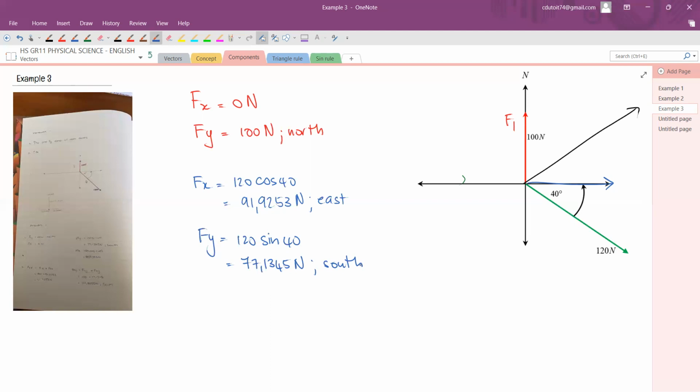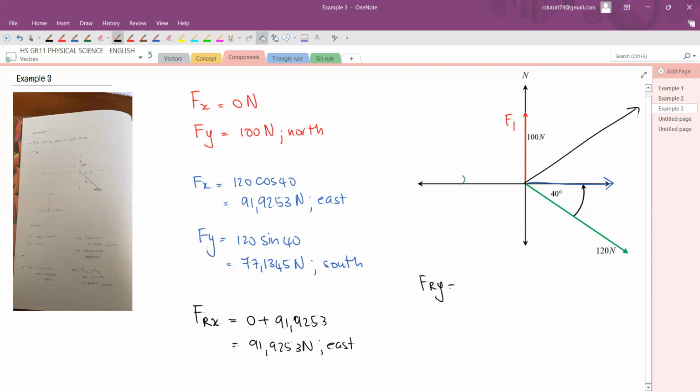Right, so now the sum of the two components. You did that, okay? Excellent. So the resultant X component, or the total X component, is 0 plus 91,9253, and that is just 91,9253 Newtons, and that's east. And then you did the resultant of the y components as well.